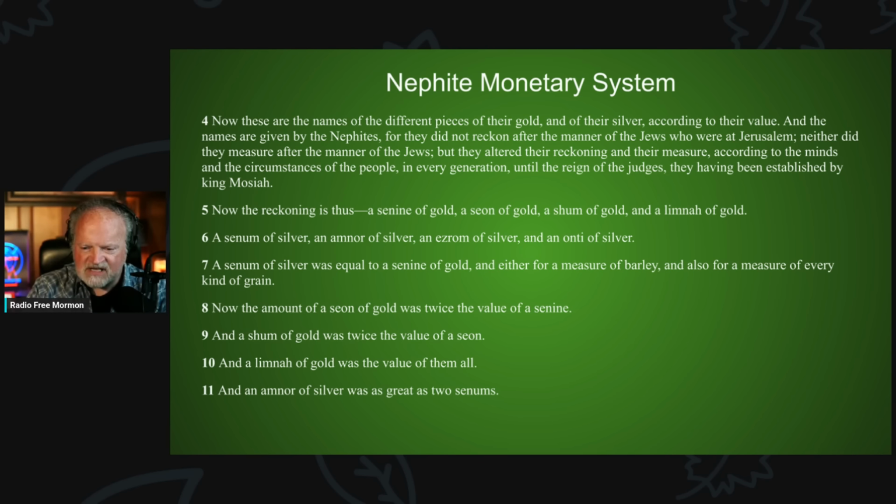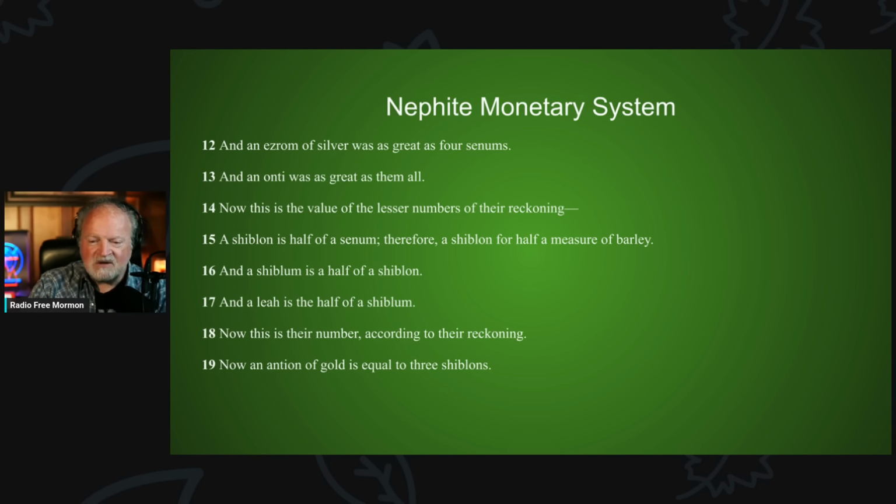And an amnor of silver was as great as 2 senums. It goes on. And an ezram of silver was as great as 4 senums. This is why everybody just blows through this, because it's absolutely meaningless and of no value to us in our society today. And an ontai was as great as them all. Now, this is the value of the lesser numbers of their reckoning. A shiblon is half of a senum, therefore a shiblon for half a measure of barley.